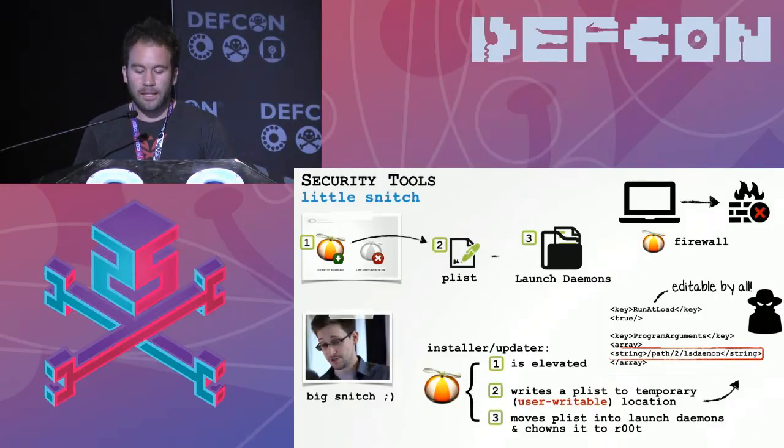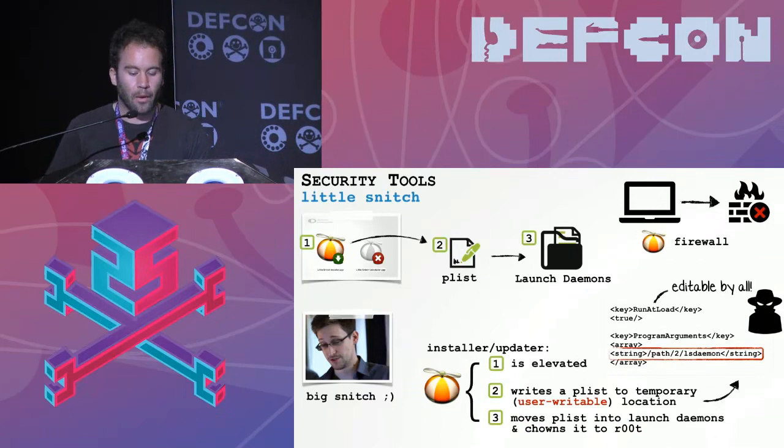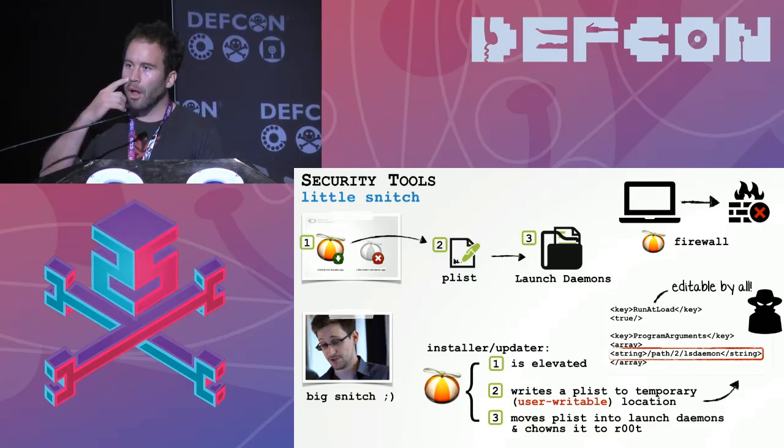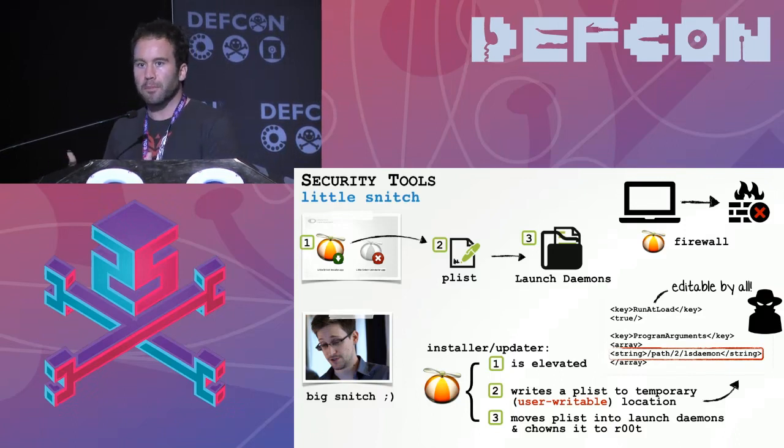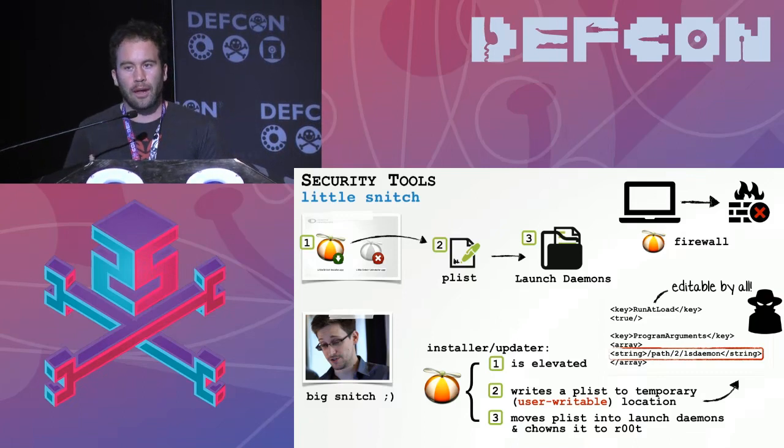Next up is Little Snitch. This is everyone's firewall on macOS, something I used to run until I wrote my own. Unfortunately, their installer had a local privilege escalation. And this is an example of something that authenticates correctly, but then performs actions that non-privileged local code could leverage to elevate its privileges to root.